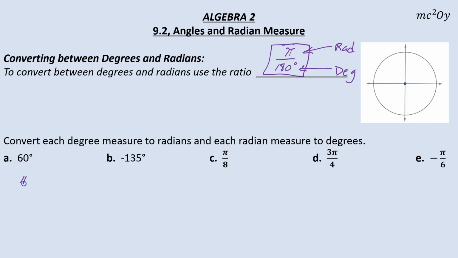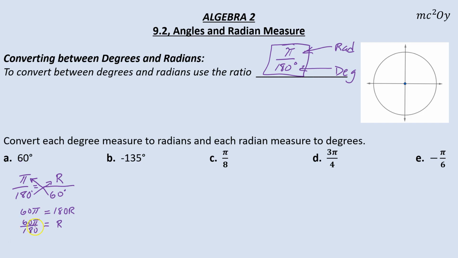You can say pi over 180 is equal to, notice my radians are now on top, so r over my degrees that they give me, 60. How do you deal with a proportion? You cross multiply. 60 pi is equal to 180r. You want to solve for radians r, so you divide both sides by 180. So you get 60 pi over 180, and you're not going to round it. You're just going to reduce it.